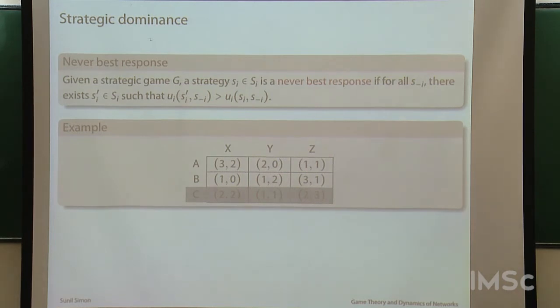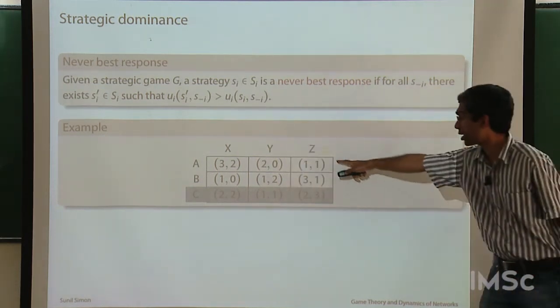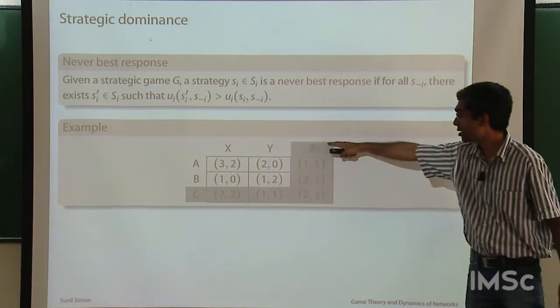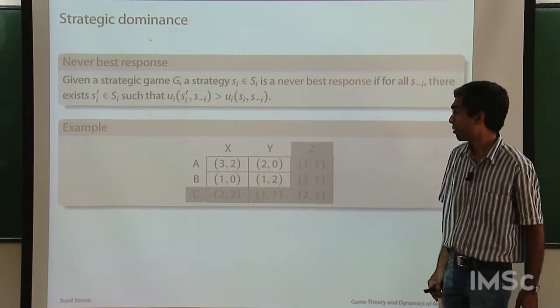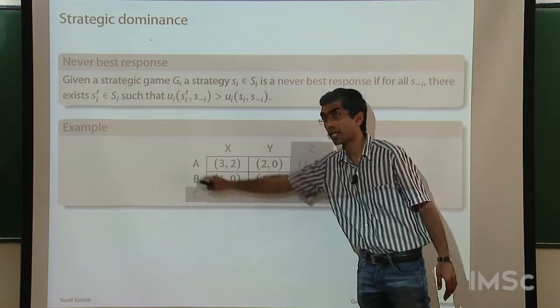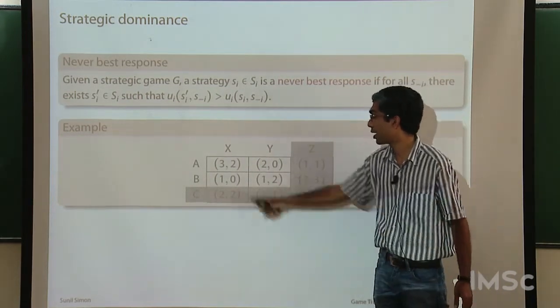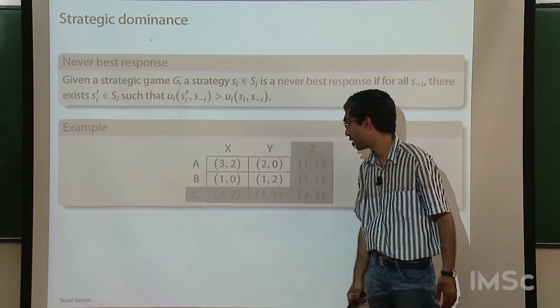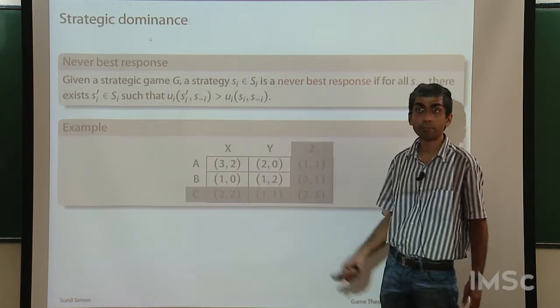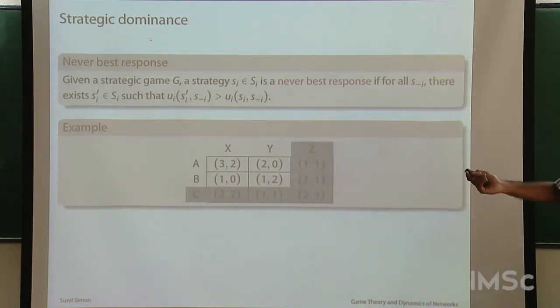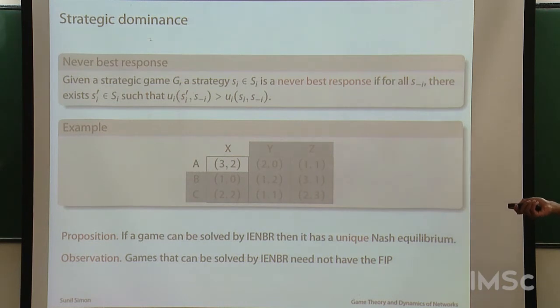So if it's a never best response, let's say we eliminate this strategy, because we just agreed that player 1, no matter what the other player plays, should never play C, right? So let's just eliminate this strategy. Look at this subgame. Then Z is a never best response, right? Because if player 1 is playing A, then player 2 should play X. If player 1 is playing B, then he should play Y, right? So Z is a never best response. You keep doing this, you see that you have solved the game and you have reached this profile AX.